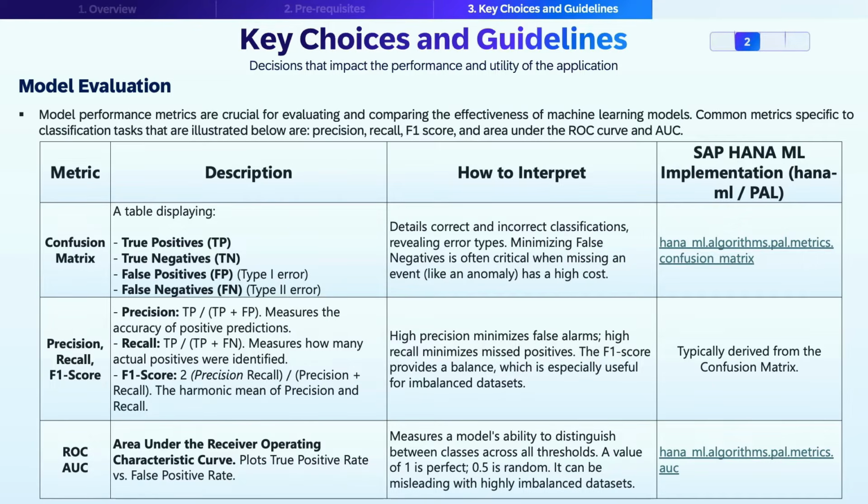ROC AUC, or area under the receiver operating characteristic curve, is a performance metric used to evaluate the ability of a binary classification model to distinguish between two classes. It essentially summarizes the model's performance across all possible classification thresholds by measuring the area under the ROC curve. A higher ROC AUC indicates better model performance, with a perfect model having a score of 1, and a random model having a score of 0.5.